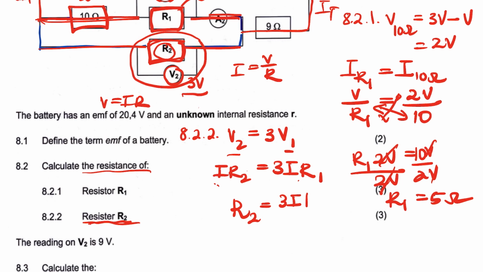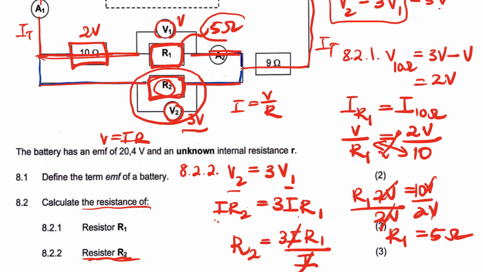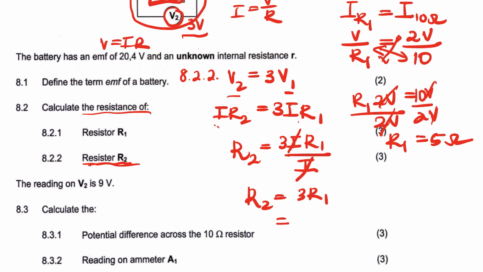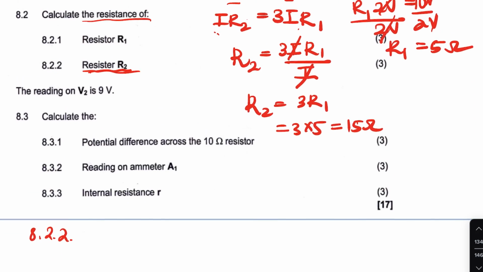3I R1 divided by what? Divided by I. So that I and I will cancel. So you have R2 is equal to 3R1. And then what is our R1? We already have R1 is 5. So it's going to be 3 times 5, which is 15 ohms. So the resistance of R2 is 15 ohms. I hope that makes sense, guys, right?